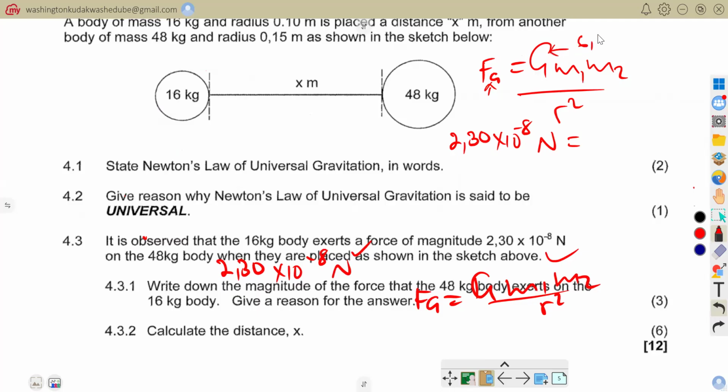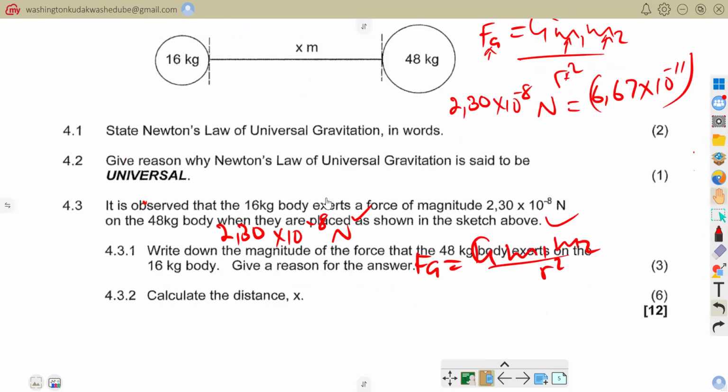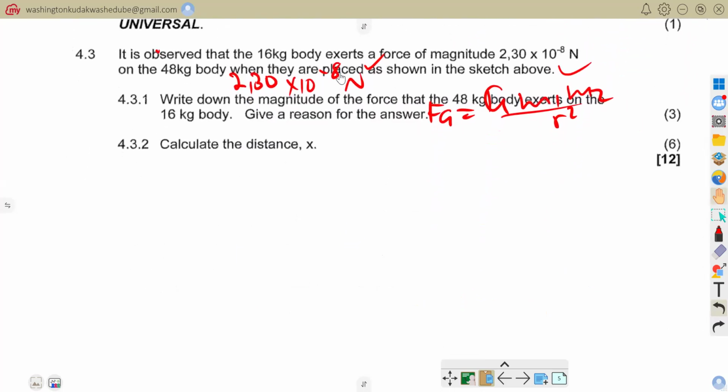We use 6.67 times 10 to the power negative 11. So that is what you have to use here. After that, you need to insert the masses, and then you can find this distance by making R the subject. So by that, let's use this space.